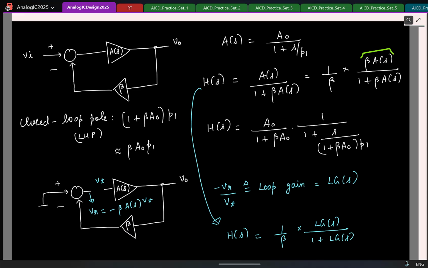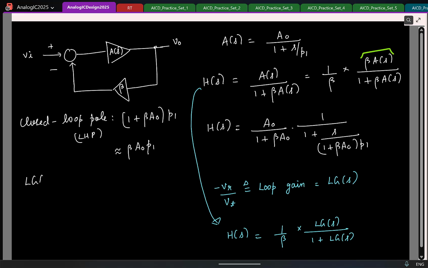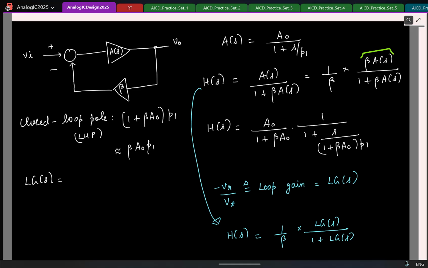And now let me just do one last remark. So here if I try to sketch the loop gain, so let us say this is my loop gain. In this particular example, my loop gain is basically equal to beta times a of s, right? So my loop gain is beta times a of s. So this is beta times a naught by 1 plus s by p1. Let me also remove this.